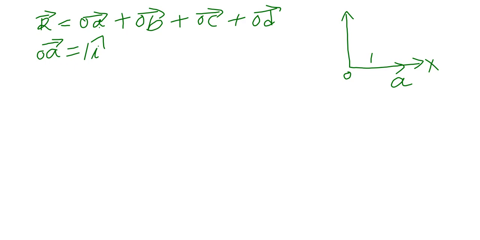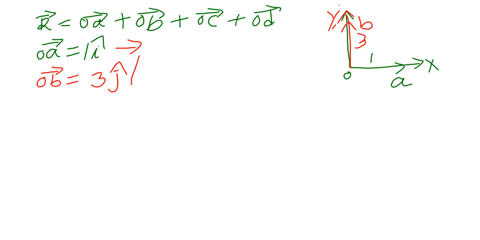Next one is OB bar. In OB bar, the vector B has magnitude 3. So we write this along the y axis. How do we write it? In the y axis the unit vector is j cap. Next, these two are in the first quadrant.